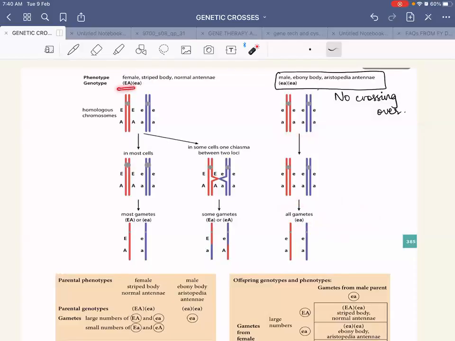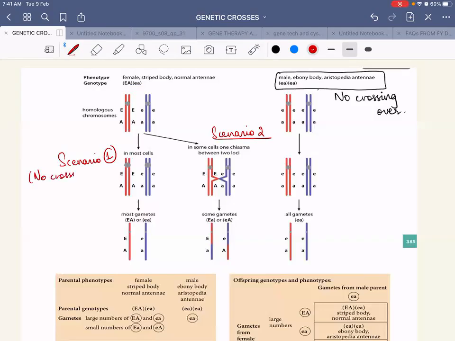On this side, the crossing over is taking place. And you can see two scenarios, okay? This is scenario 1, and this is scenario 2. Now, scenario 1 is the one in which no crossing over is taking place. No crossing over is taking place. And over here, crossing over is taking place.